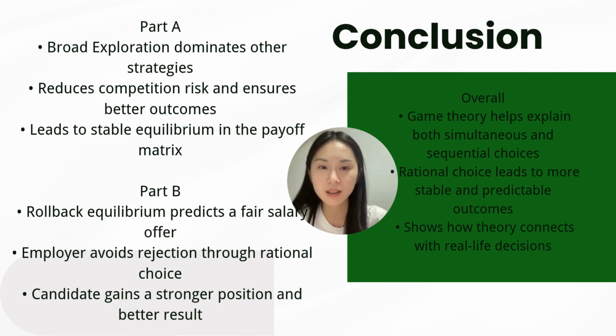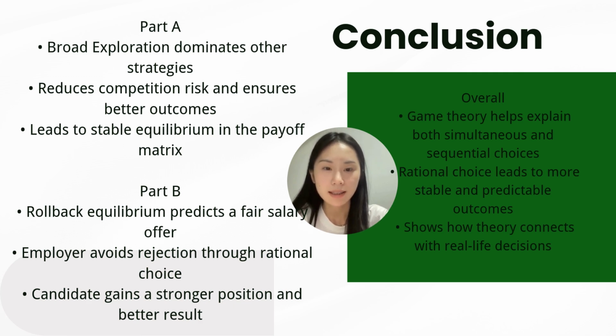In part B, we study the job offer and salary negotiation. We use a game tree to explain the process. The employer moved first, and the candidate decided after. Rollback equilibrium showed why the employer would give a high salary from the start. If the employer gave a low salary, the candidate would reject it. Knowing this, the employer had a strong reason to make a fair offer. So, as a result, both sides avoided wasting time and both reached a better outcome.